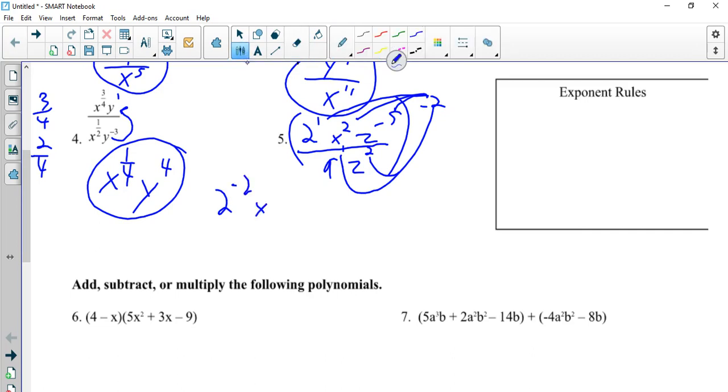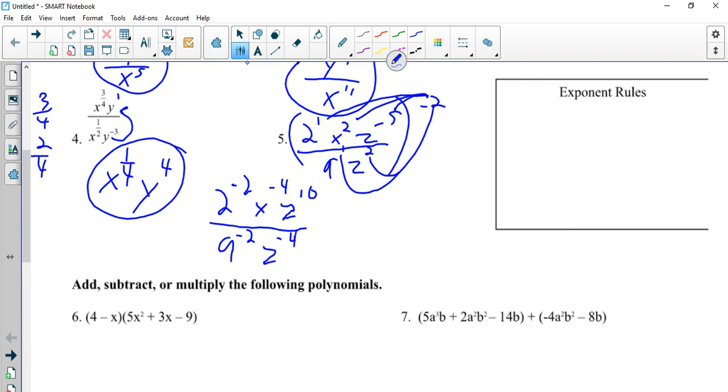X to the negative 4. 2 times negative 2. And z, careful, negative 5 times negative 2 is positive 10. On the bottom, 9 to the negative 2. Z, 2 times negative 2 is negative 4.